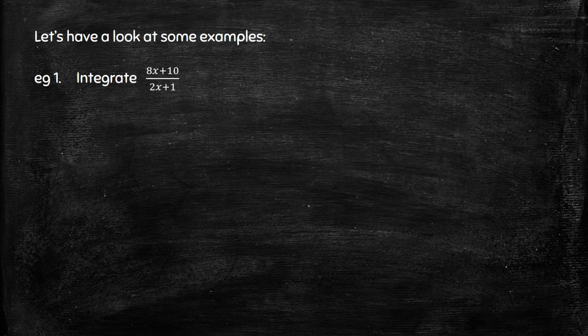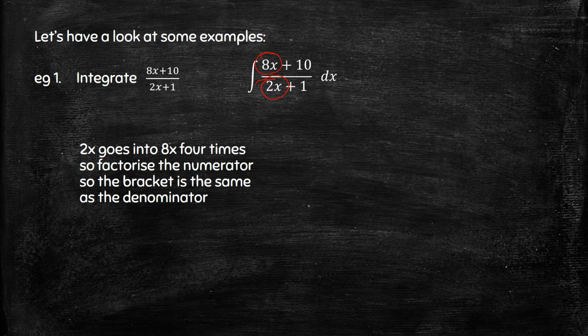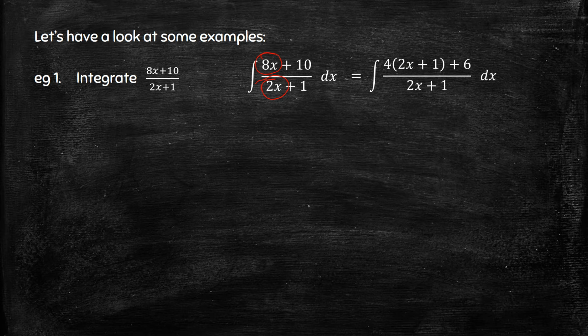So here we've got the integral of (8x + 10) over (2x + 1). We look at the 2x and ask, how many times does that go into 8x? And we realise that that's going to be 4. So we're going to bring 4 out the front of a bracket. And this is where this 4 comes from here. What we want is for the bracket to be the same as the denominator, so in the bracket, we want 2x + 1.